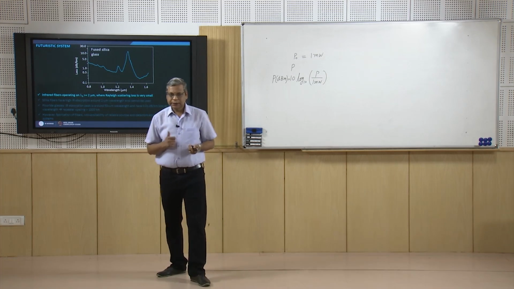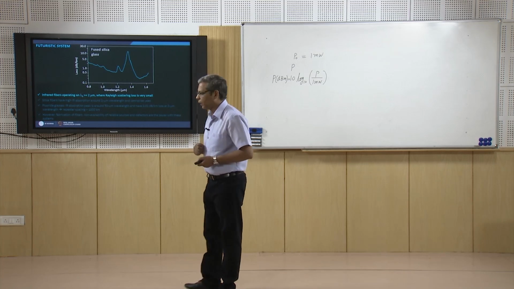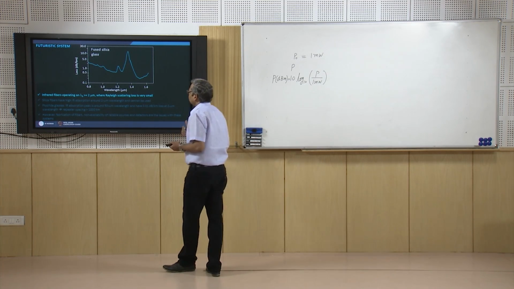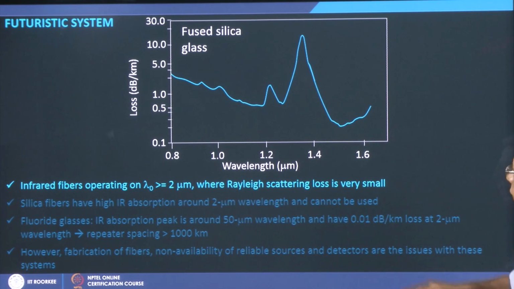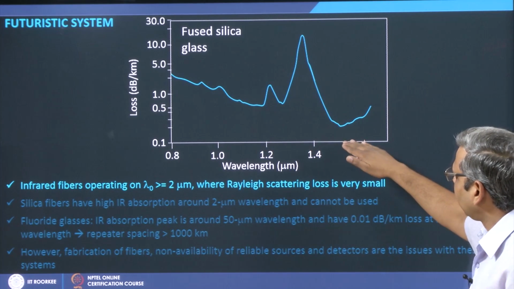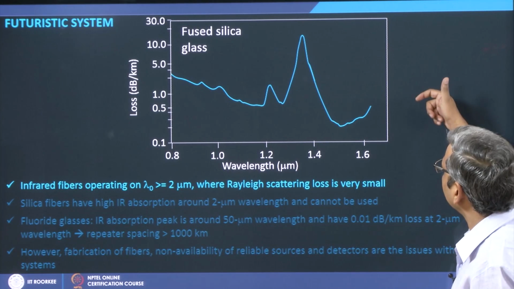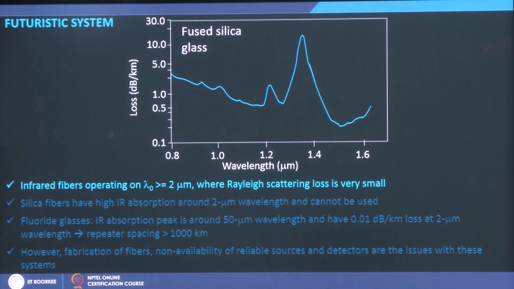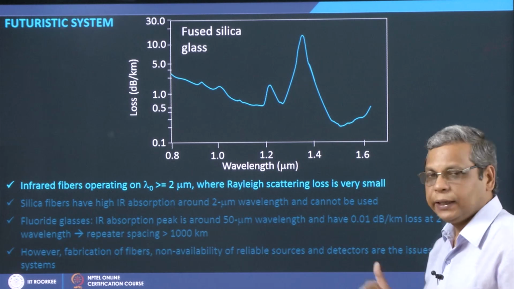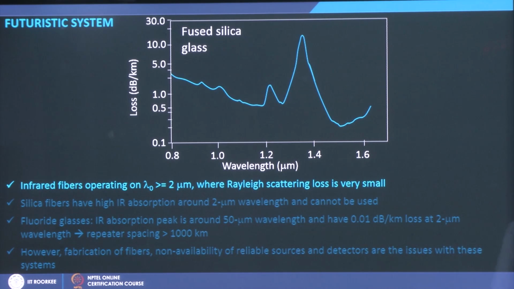Then what is the futuristic system? Can we still bring down the loss of the optical fiber? In silica glass fiber, I have seen that the lowest loss wavelength is 1550, where the effect of Rayleigh scattering has almost diminished and the tail of infrared absorption has also almost died down. If I go towards longer wavelength, then I can still decrease Rayleigh scattering loss. For example, if I operate around 2 micrometer wavelength, the Rayleigh scattering loss can be brought down too much.